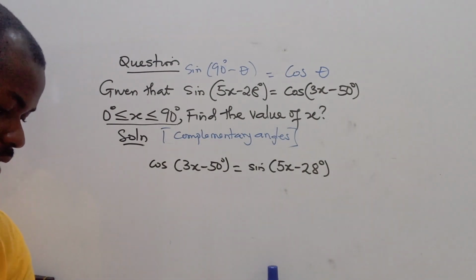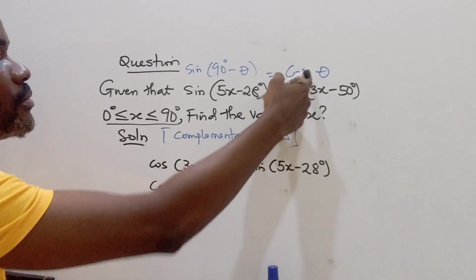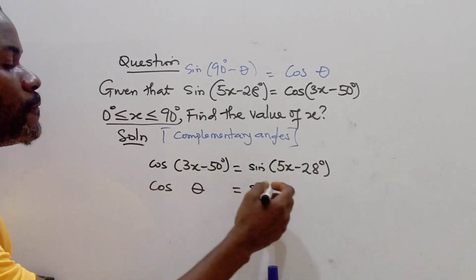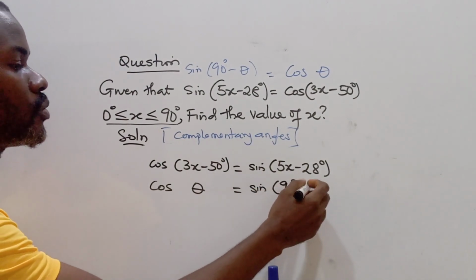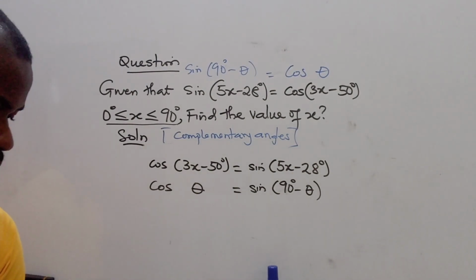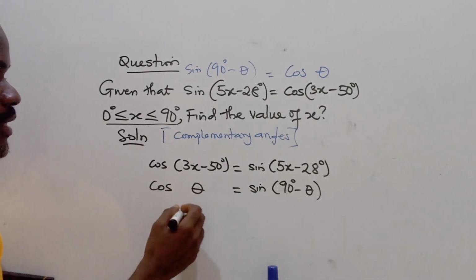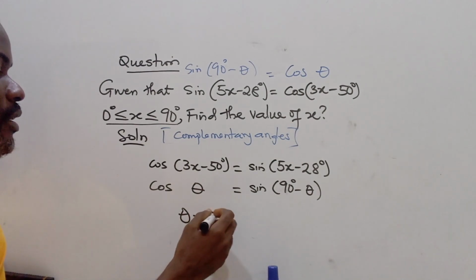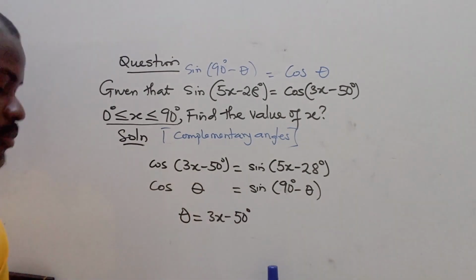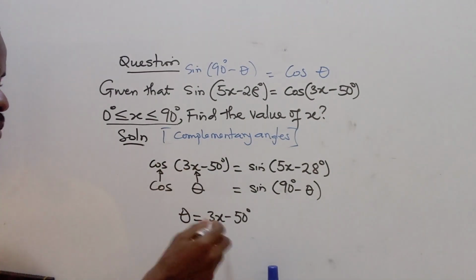Now, how do we find the value of x? Recall I said cos theta is equal to sine of 90 degrees minus theta. Having gotten that, if I compare these two things, theta is equal to 3x minus 50 degrees. So this is cos to cos, and theta is this. Comparing.